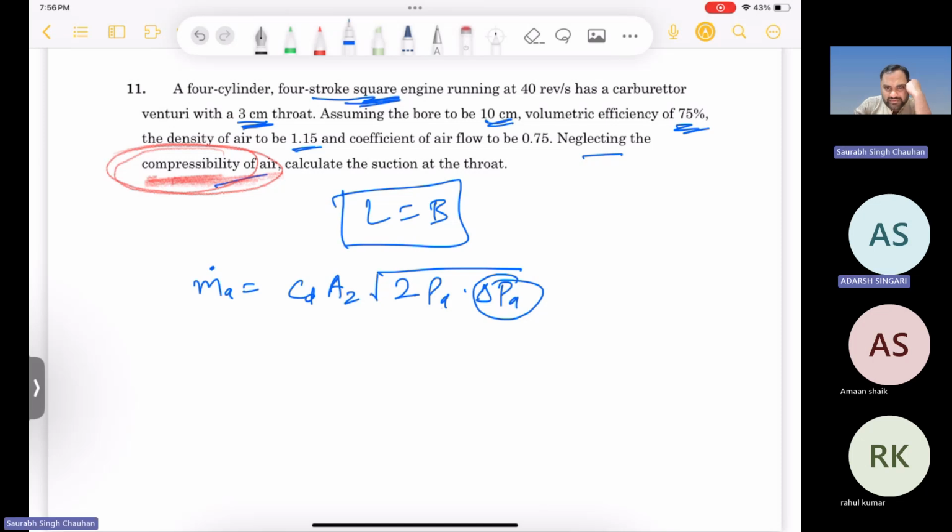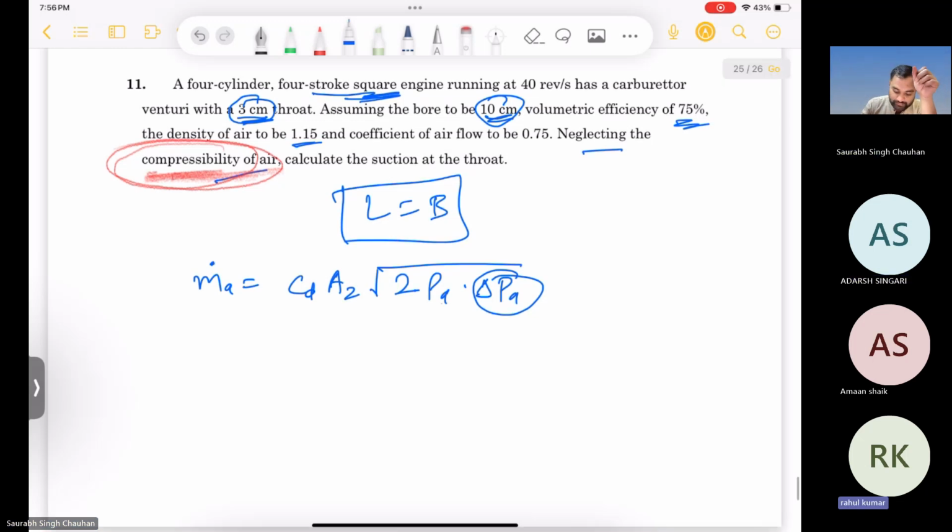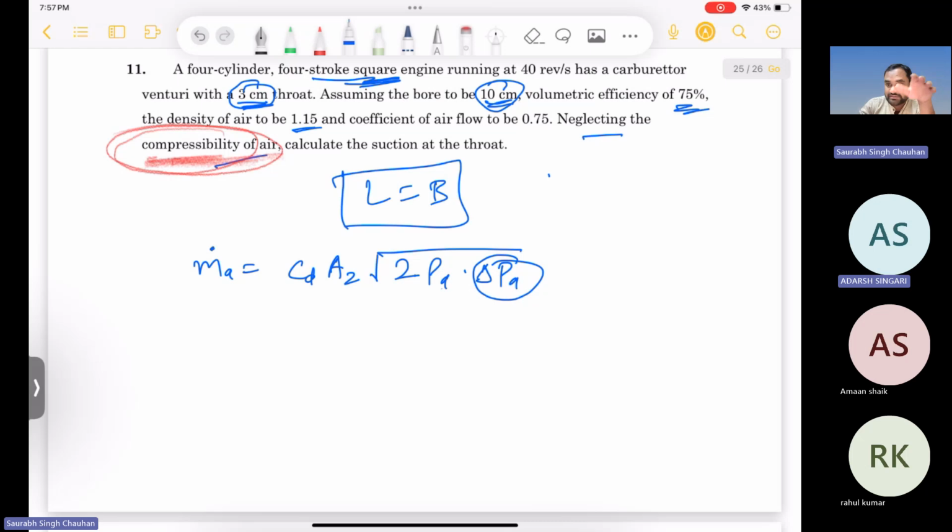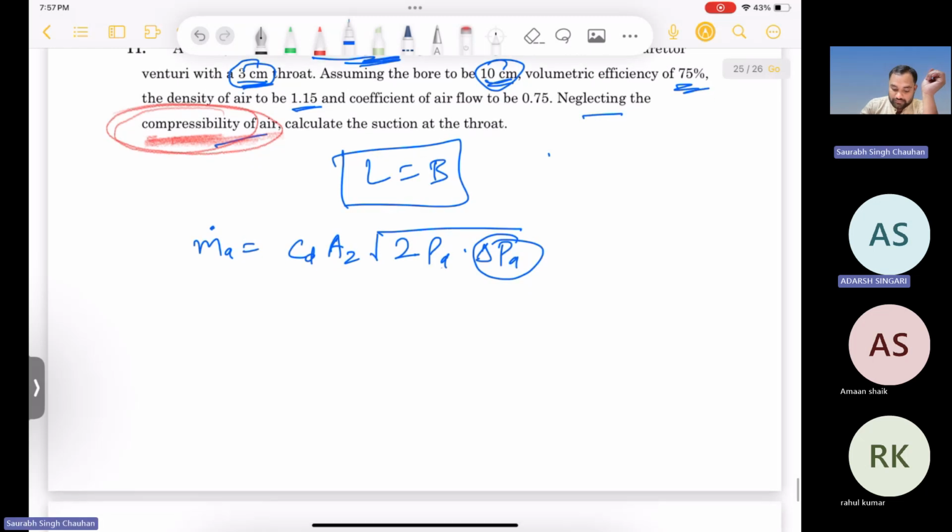Can you please repeat? Piston area or which area? See, there are two different things. Bore is the piston area, but for the venturi, 3 mm is the diameter of the venturi. Sorry, 3 centimeter is the diameter of the venturi. Venturi is related to the carburetor, and your cylinder is different. Yes.